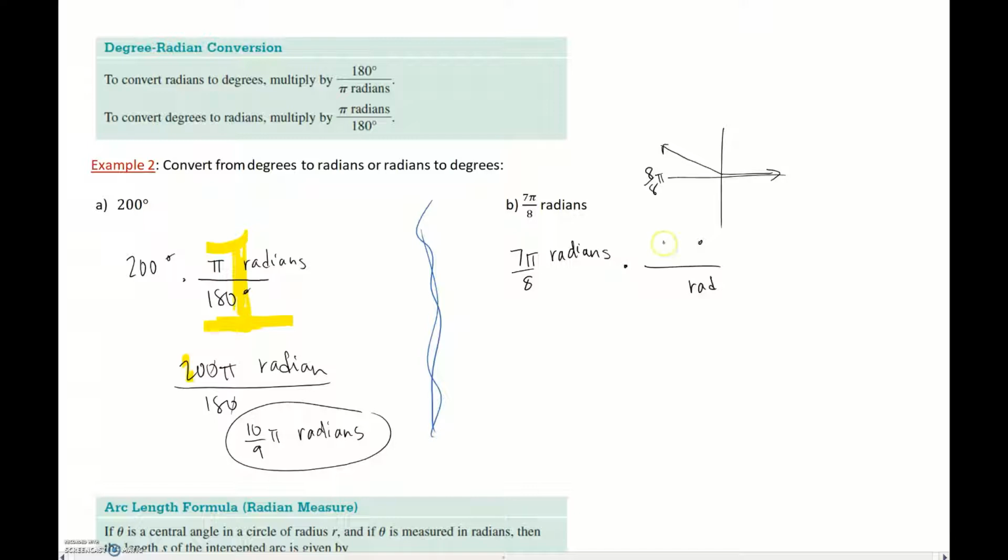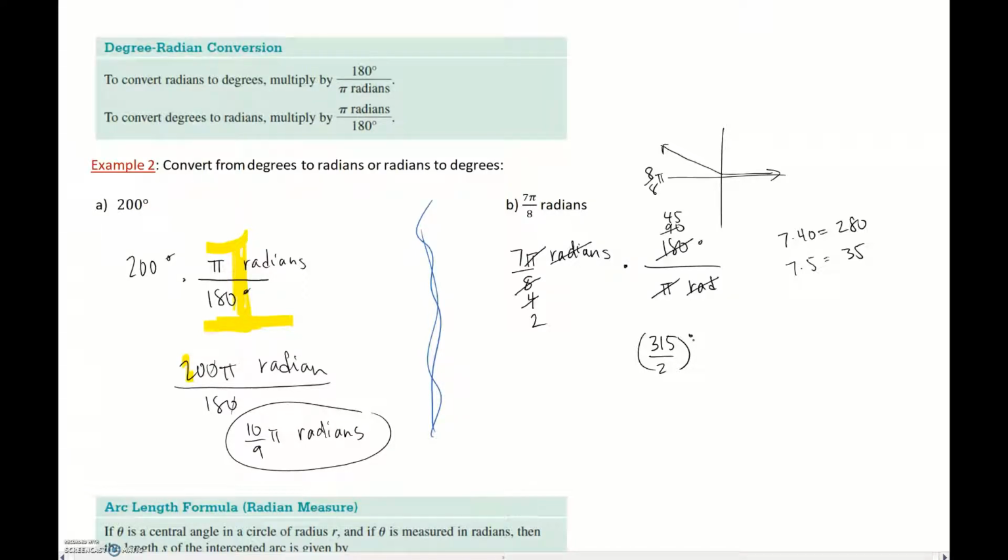Now, again, I know that 180 degrees is pi radians, and notice what happens. Radians cancel radians, pi cancels pi. I think 8 goes into 180. I don't know, but I know if I cut them both in half, it's 4 and 90. I can cut them both in half again, 2 and 45, and I think that's it. So this is 7 times 45. What is that? 7 times 40 is 280, and 7 times 5 is 35. So that's 315 over 2, 315 over 2 degrees. And there you go, little degree symbol.